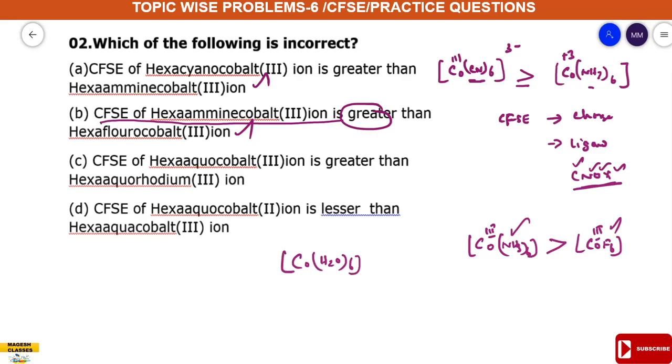Next statement, the CFSE of hexaaquocobalt, the charge is 3, is greater than hexaaquorhodium 3, rhodium, H2O 6, and it is also 3.